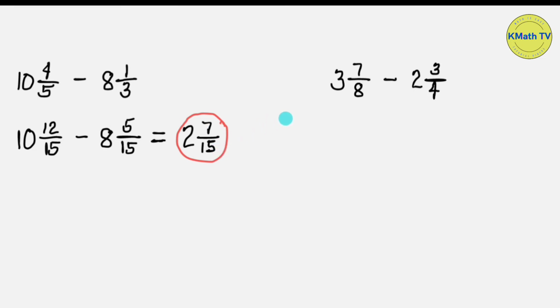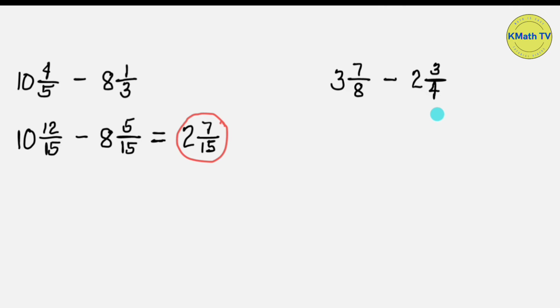Next example, let's subtract 3 and 7/8 minus 2 and 3/4. Again, the fractions are dissimilar. The denominators are not the same. So, the first step is to get the LCD and change the fractions to similar fractions. To find the LCD, you can use either listing method, prime factorization, or continuous division.